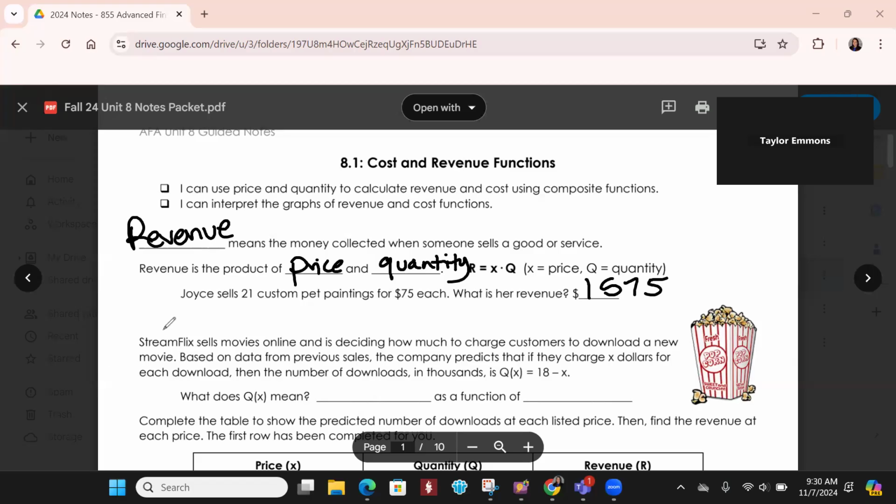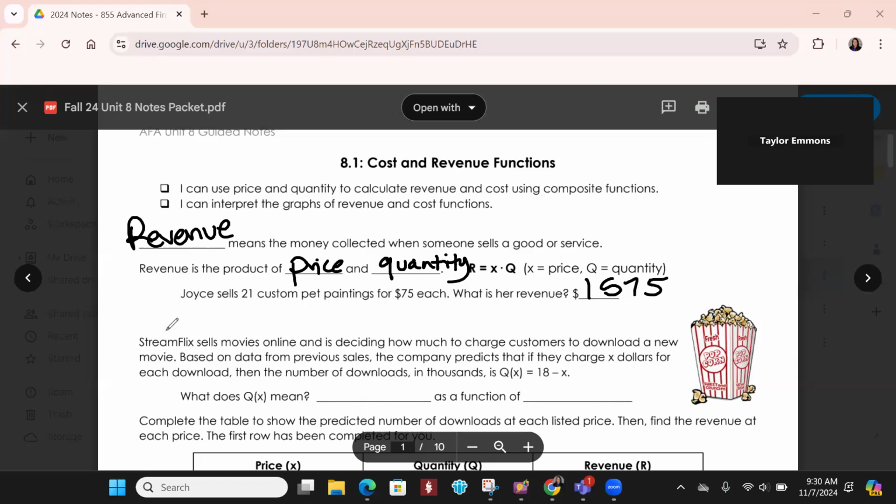All right. Streamflix sells movies online and is deciding how much to charge customers to download a new movie. Based on the data from previous sales, the company predicts that if they charge X dollars for each download, then the number of downloads in thousands is Q of X equals 18 minus X. So this is where it starts getting algebra-y. Okay. So what does Q of X mean?